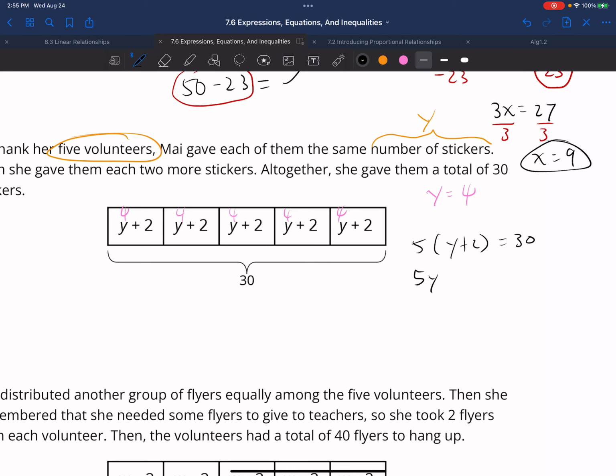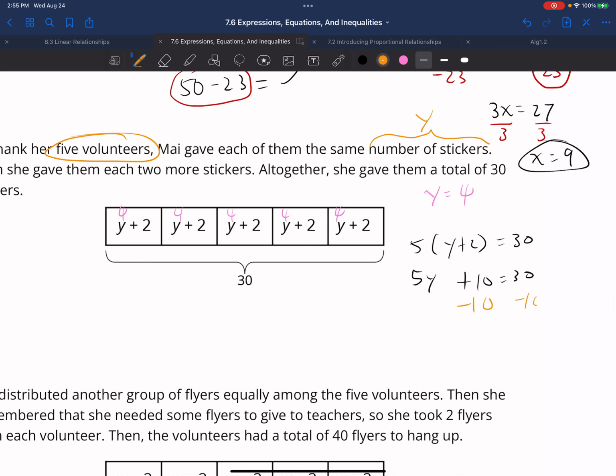What happens if I have five twos? What is two times five? 10, right? So it's going to be 5y plus 10 is equal to 30. Do you guys know how to solve this right here? Do you guys know what I'm supposed to do first? Anybody? You have to subtract 10 on both sides.